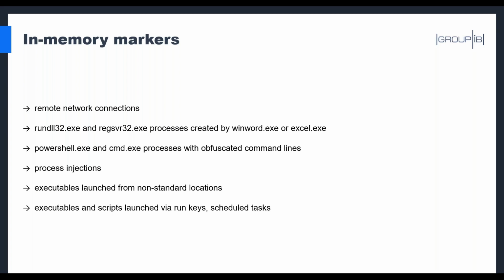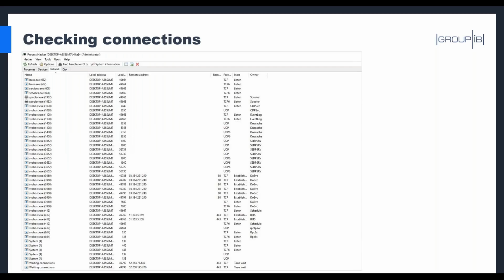Also, we need to pay attention to process injections, as I just mentioned. It's a very popular technique, and most of the commodity malware families use pretty standard processes such as Explorer or svchost to inject some malicious payload. And also, we need to pay attention to some executables that are launched from non-standard locations, and those executables that are launched via some scheduled tasks, services, or run keys. And let's take a look at how we can do this brief analysis in a very fast way.